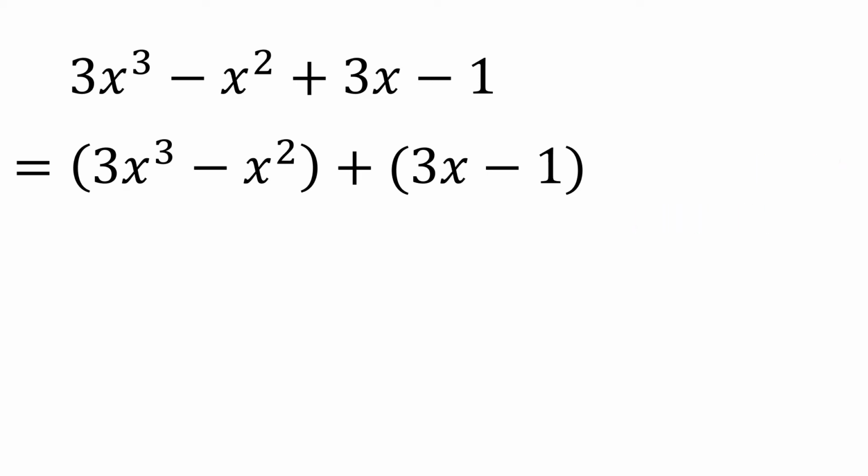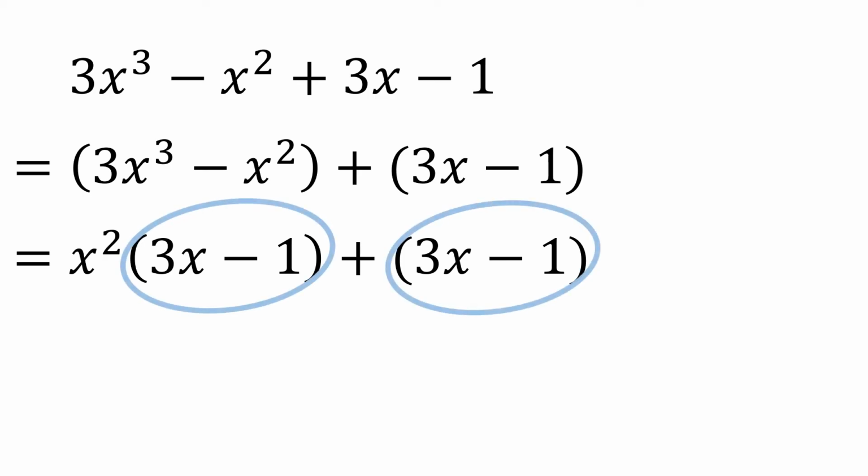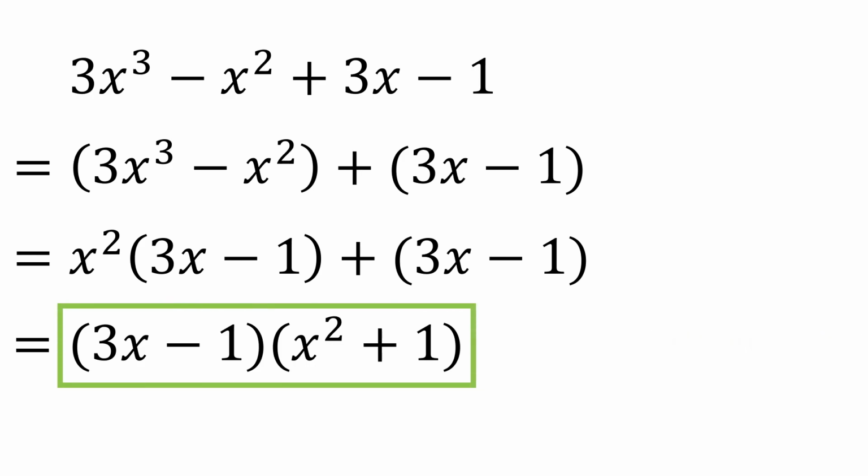Factor out the greatest common factor and write x squared times 3x minus 1 plus 3x minus 1. Note that there is no common factor in the second group, so we did nothing there. Now notice that 3x minus 1 is a common factor. So therefore, we can write 3x minus 1 times x squared plus 1. And this is our answer.